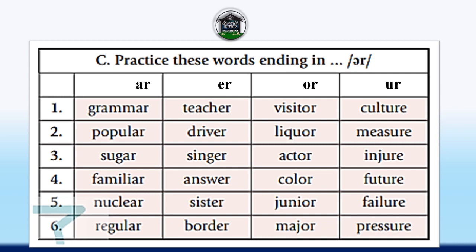Words ending in ar, or, ure. Grammar, teacher, visitor, culture, popular, driver, liquor, measure. Sugar, singer, actor, injure, familiar, answer, color, brochure. Nuclear, sister, junior, failure, regular, border, major, pressure.